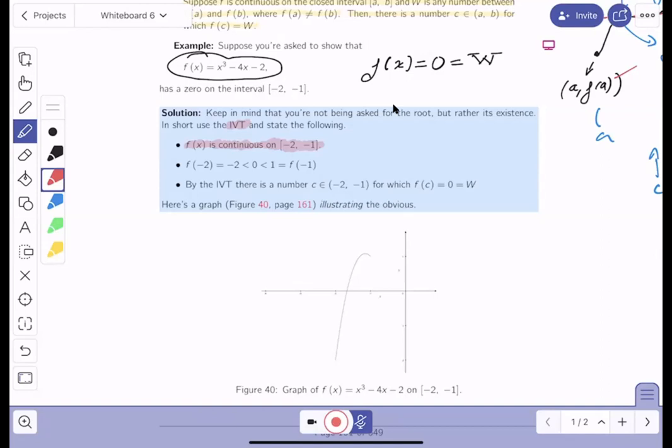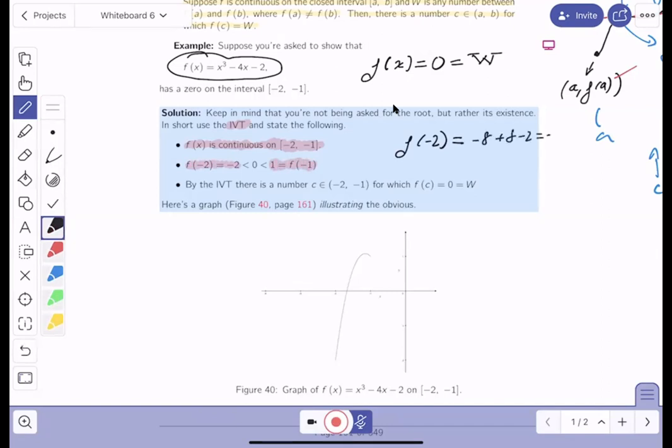So f of minus 2, I'll go through this in a second, is equal to that number, and f of minus 1 is equal to this number. Let me go through that with you. So I'm going to do the endpoints. F of minus 2, what's that going to be? Well, it's going to be minus 8 plus 8 minus 2, which is minus 2. Well, that was convincing. F of minus 1 is equal to minus 1 plus 4 minus 2. And I would give you 1.